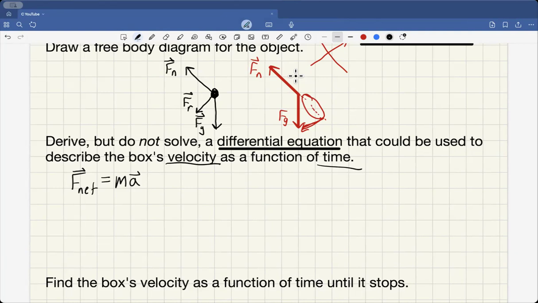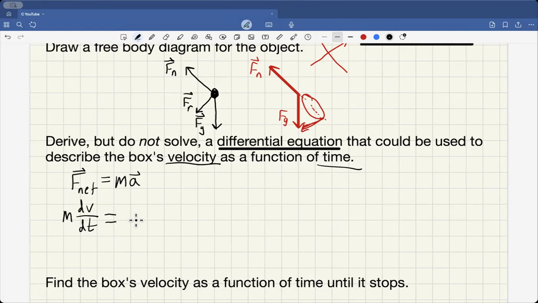So again, for mechanics, differential equation, whenever you're using it to find velocity, position, or acceleration, you're going to have to start with Newton's second law. Why do we do that? Well, acceleration is the derivative of velocity. So we can say then that mass times the derivative of velocity with respect to time, that's our ma, is equal to net force.